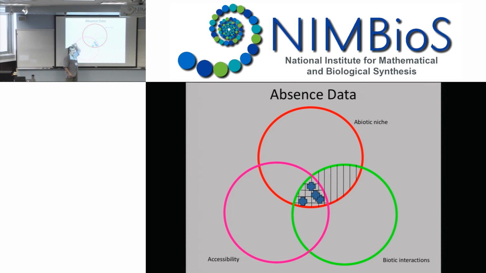when that's not within the abiotic suitable area. But our absence data are going to come from a lot of places. Like here, it's not accessible and it's not suitable in abiotic terms. Here, it's suitable in abiotic terms and accessible, but something biotic is missing. Right away, you see the problem. Absence data don't always mean absence of the niche, okay?